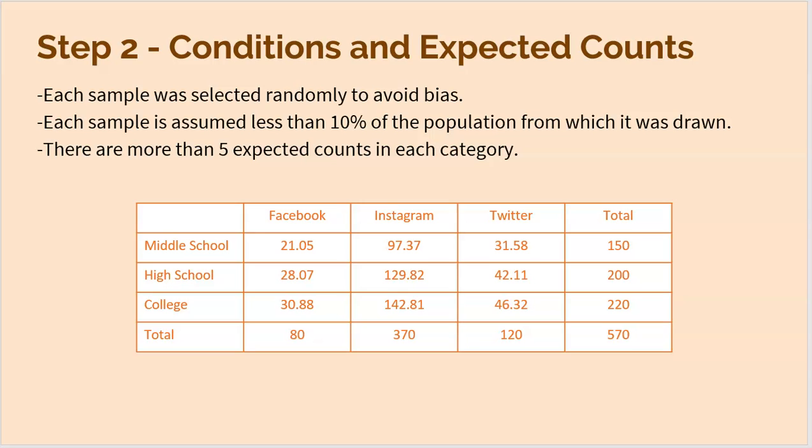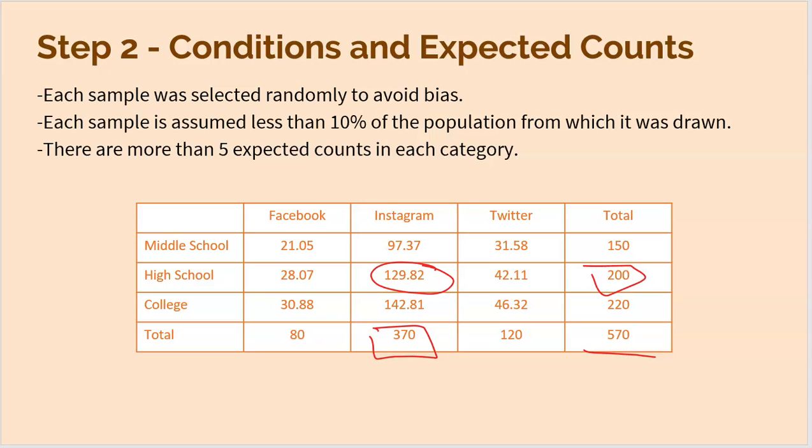So these are the expected values that you actually also have to find in step 2 here. So quick recap on how to do that. I'm not going to show it because we went through it in topic 8.4 and 8.5. But basically, to find the high school kids that we expected to favor Instagram, you take the row total times the column total and divide it by the grand total. And that's how I came up with 129.82.